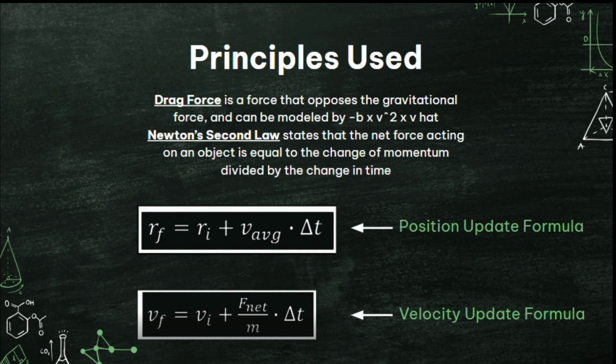It makes an object fall a little slower, and it can be modeled by negative b times v squared times v hat. And then Newton's second law states that the net force acting on an object is equal to the change in momentum divided by the change in time. With Newton's second law, we can derive these two equations, the position update and the velocity update. And we will be using both of those in the tracker data since the force is not constant.